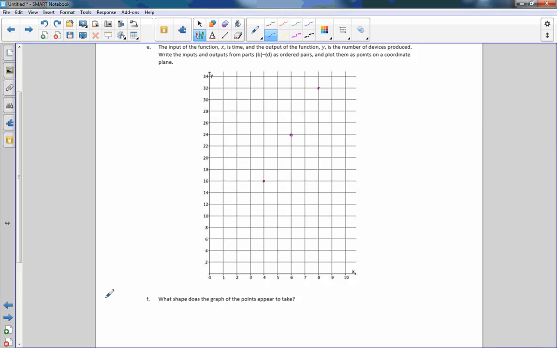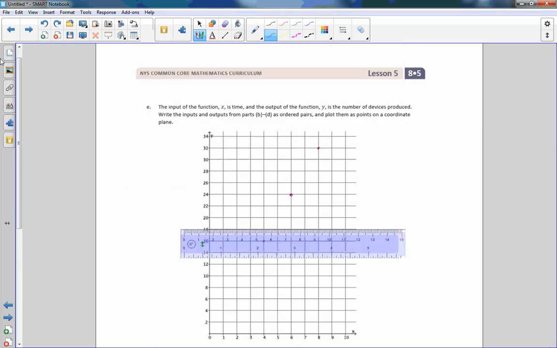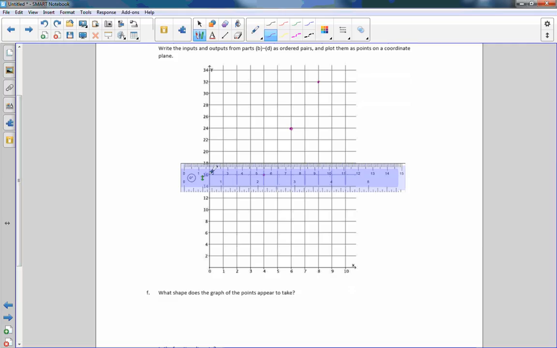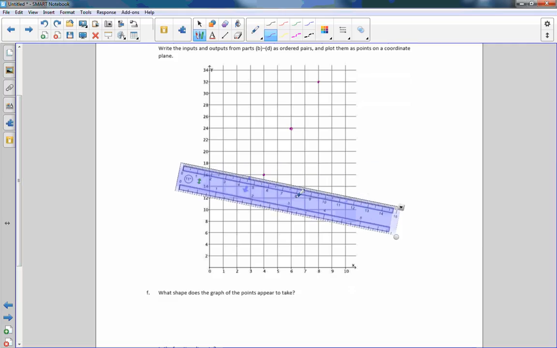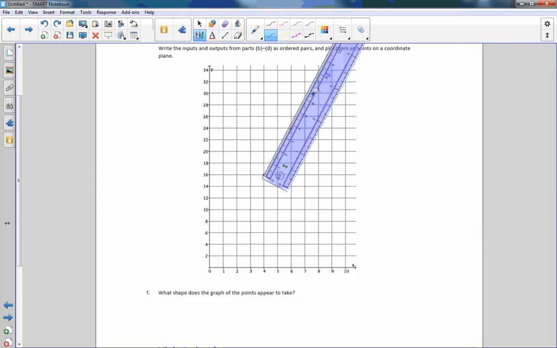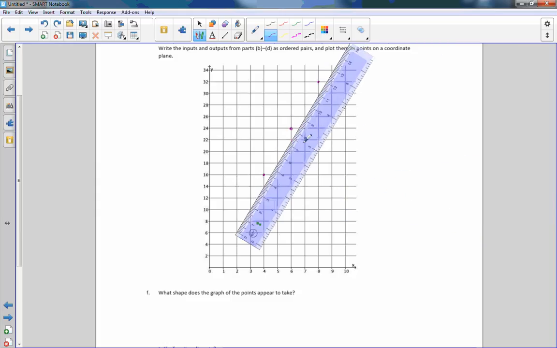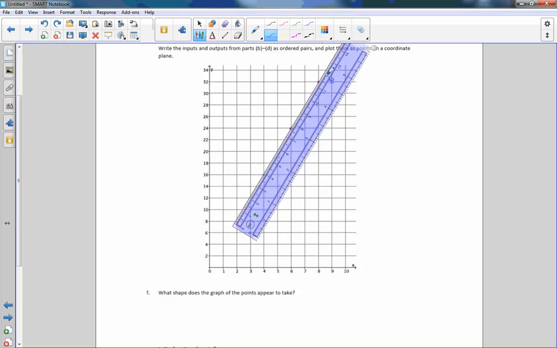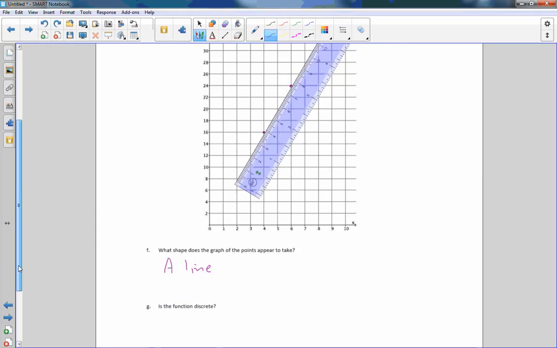and then what shape does the graph of the points appear to take? And I would say they appear to be linear, and I will verify that with a ruler. This time I will not draw it until they tell me to, but I'm going to put my ruler on one point, rotate it up through the others, and you do see that they will all land on the ruler. Off just a little bit. There we go. Something like that. So they do appear to be linear. They appear to take the shape of a line.